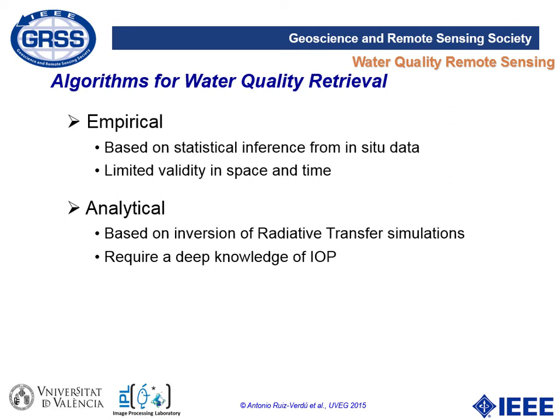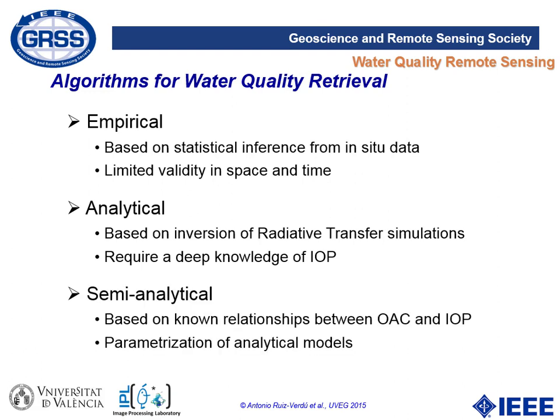Therefore, these could be the most interesting algorithms for water quality retrieval. The problem is that they require a very deep knowledge of the inherent optical properties, and this is not easily achieved because the variability of optical properties in water bodies is quite high, and the amount of available data is not that high.